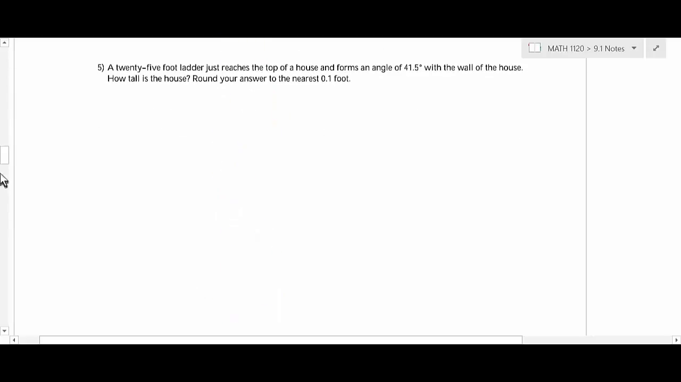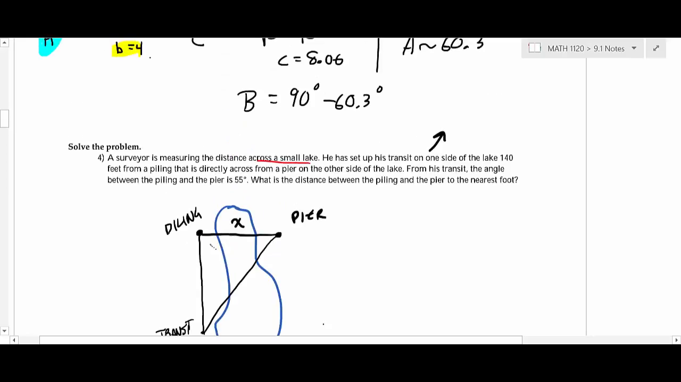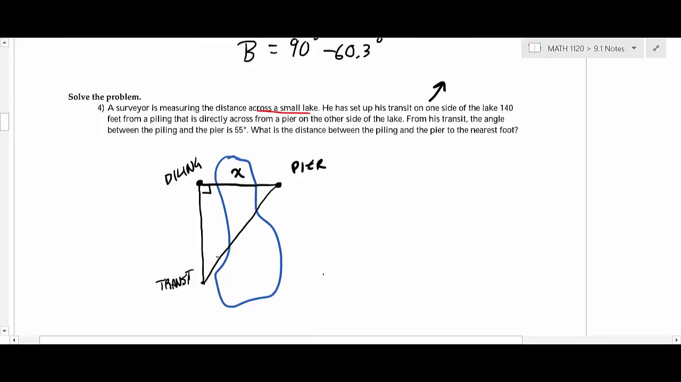Sorry. It always takes me a minute on these things sometimes. That's the hard part of the problem to me. Okay, so we got that. So the transit is directly from the, like that. So you got your right angle like that then. And then you're trying to find that right there. So it said, from his transit, the angle between the piling and the pier is 55 degrees. So which angle is that one then? The one at the bottom or the one there? It's that one. That's the one he's measuring, because when you have a transit, that's what you're measuring.